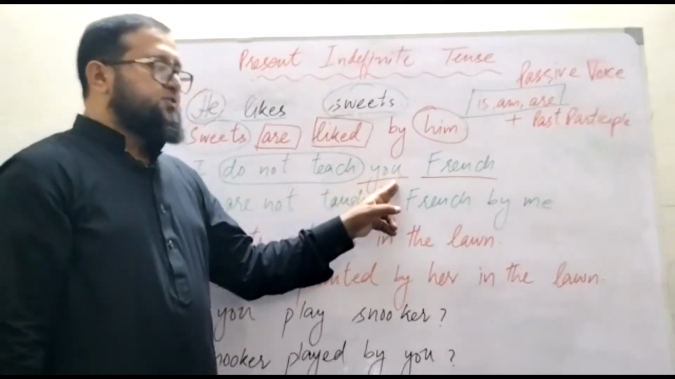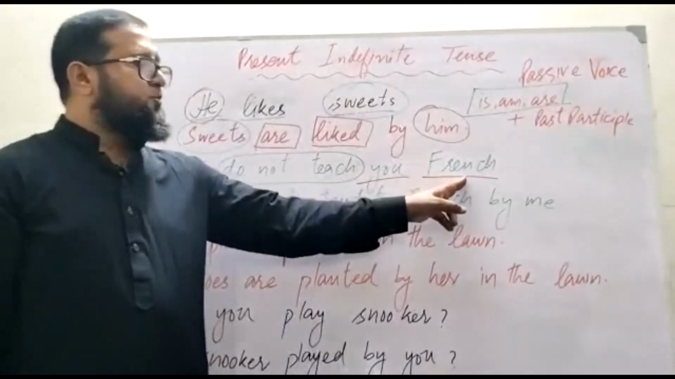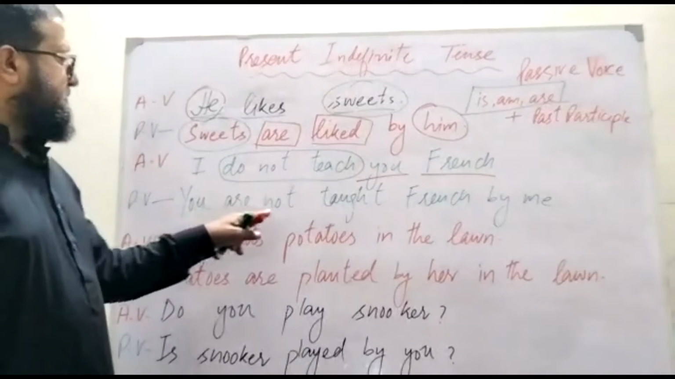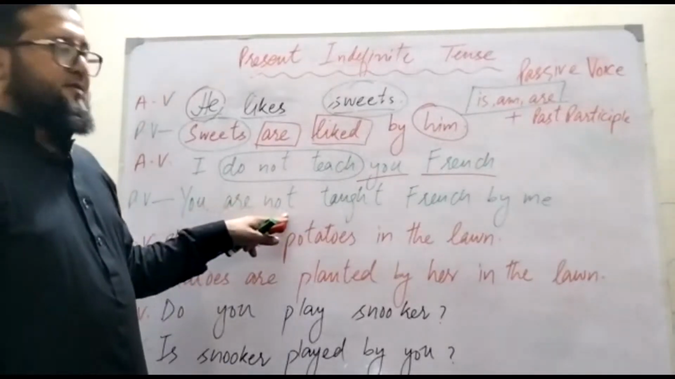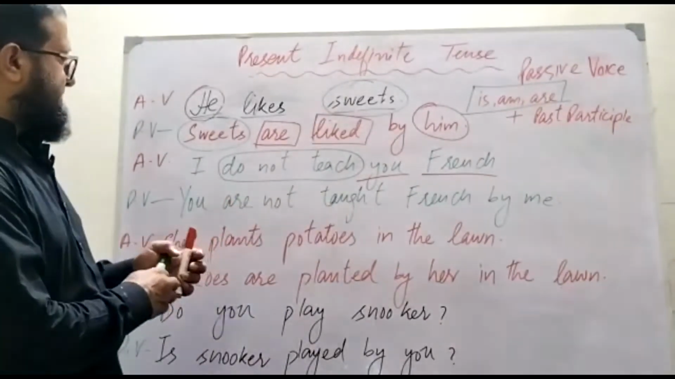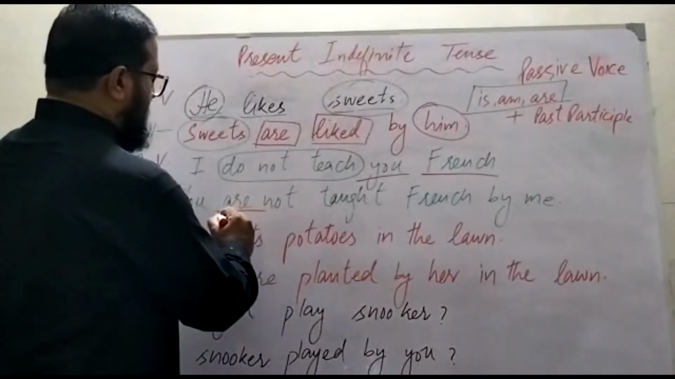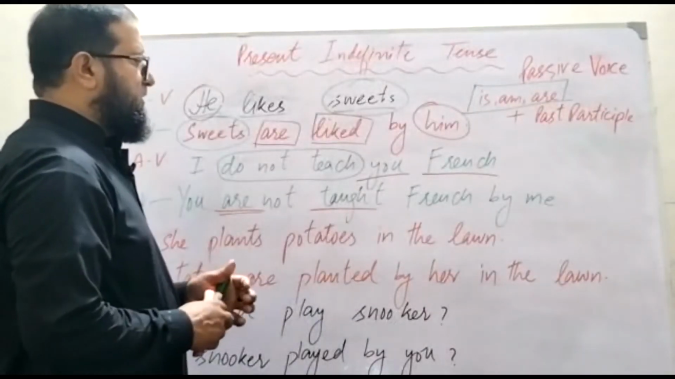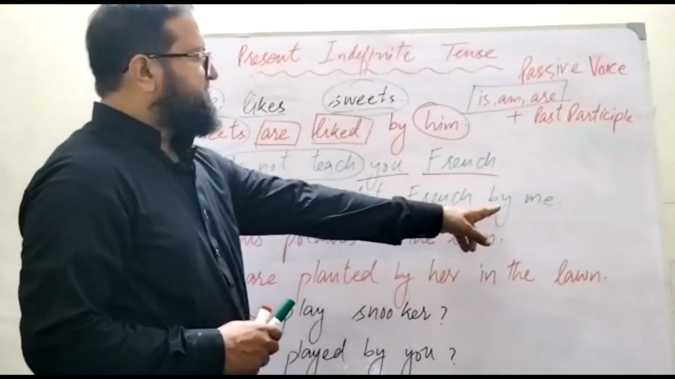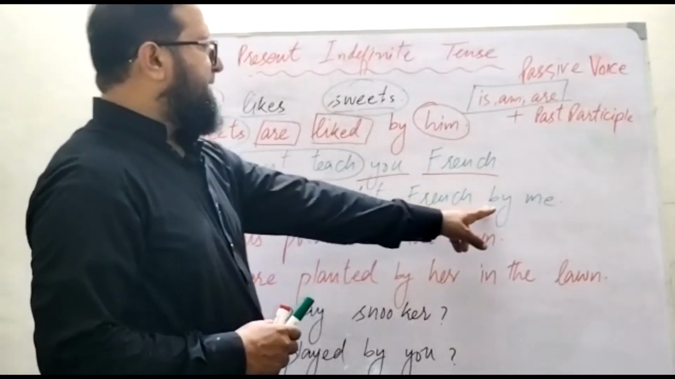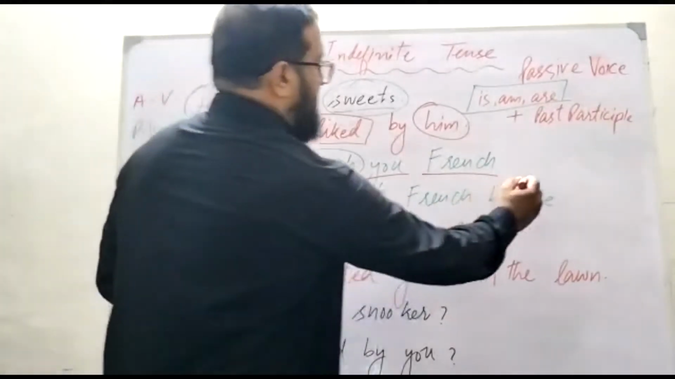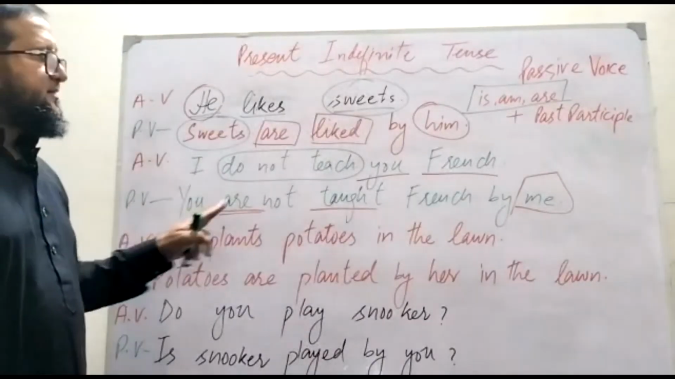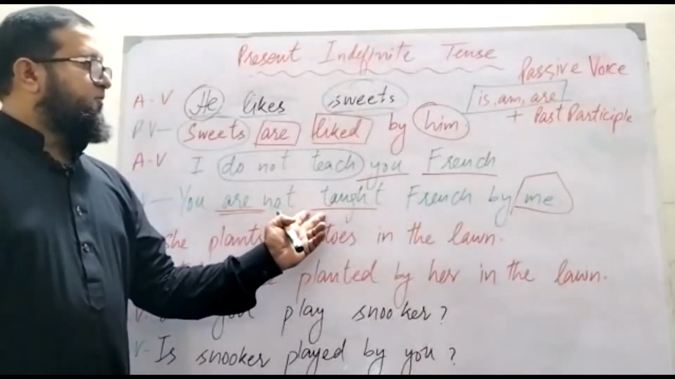So you have to put this object in the beginning rather than French. So students, you is in the beginning in the passive form. Are not, are with taught. Are is compulsory: are not taught. Taught is the past participle, the third form of it. And French as well, over there you can place it. And by me, so the subject is there. By me means the subject is there.